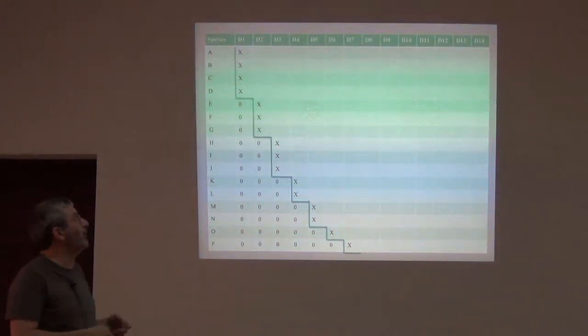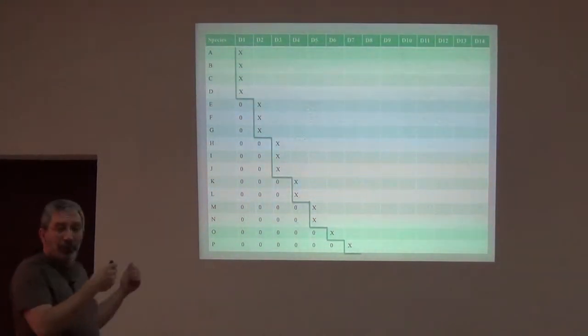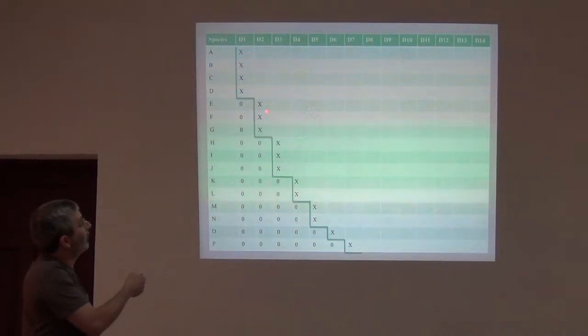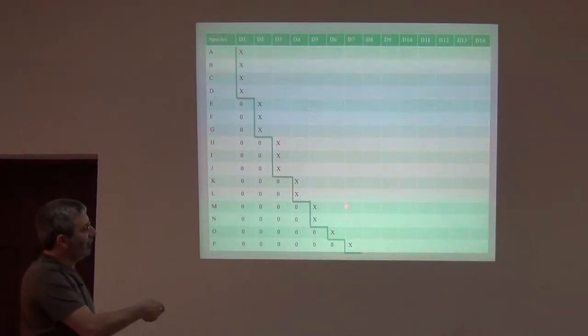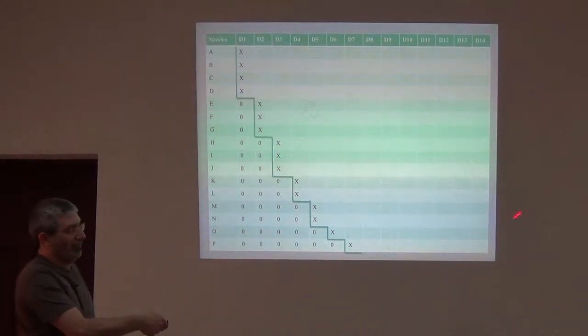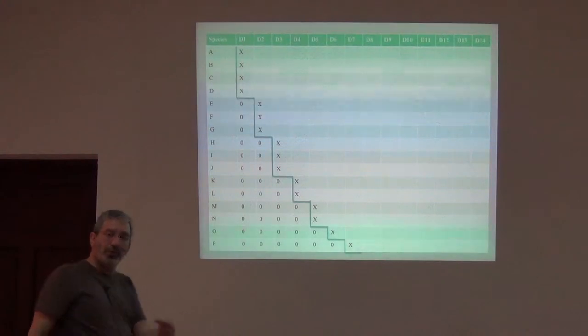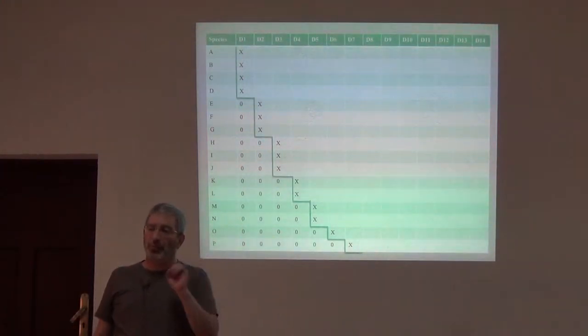Again, you can do this in your field notebook. On the zeroth day, you have zero species. On the first day, you have four. On the second day, you have seven. On the third, you have 10, 12, 14, 15, 16, 16, 16, 16, 16, 16. Okay? So all you're graphing is the number of days by the number of species total.